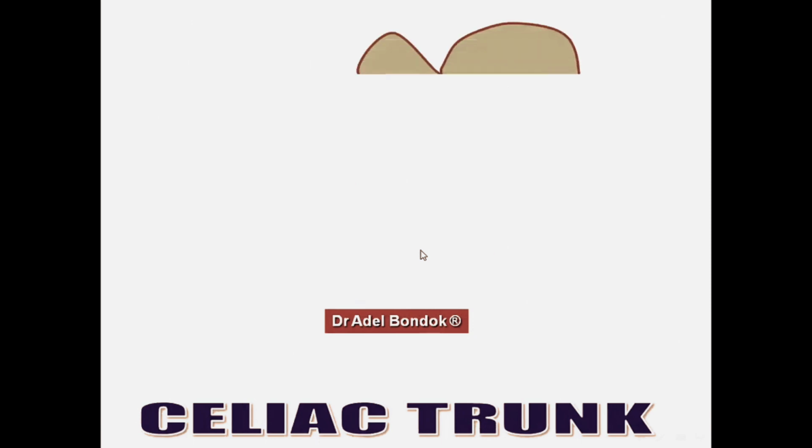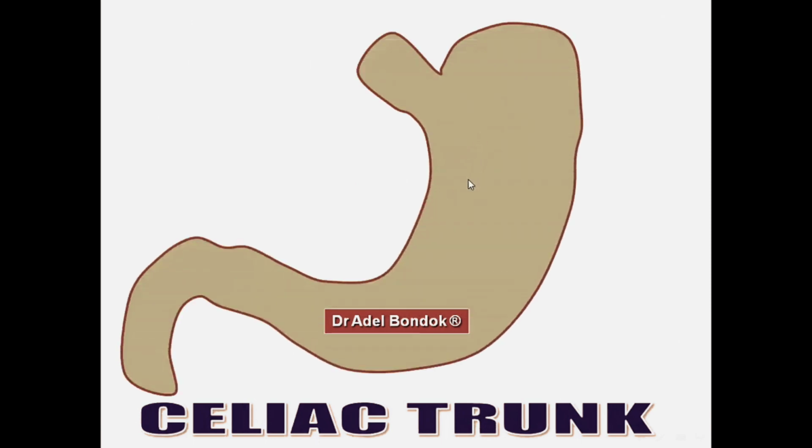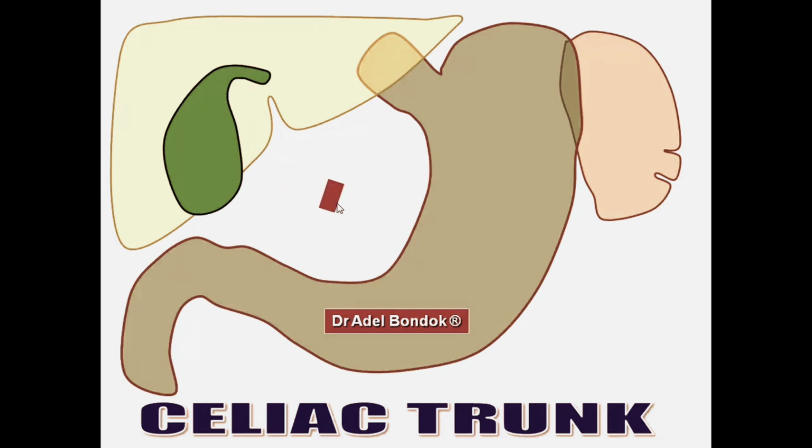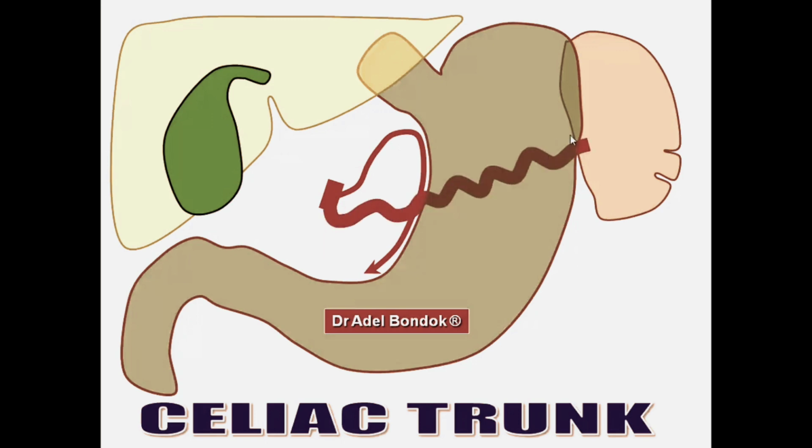Again, celiac trunk or celiac artery: this is the stomach, this is the spleen, this is the liver, and this is the gallbladder, and this is the celiac artery, a short trunk that divides into three branches. First one, left gastric artery. Second one, splenic artery going to the spleen, and the third one, hepatic artery going to the liver.